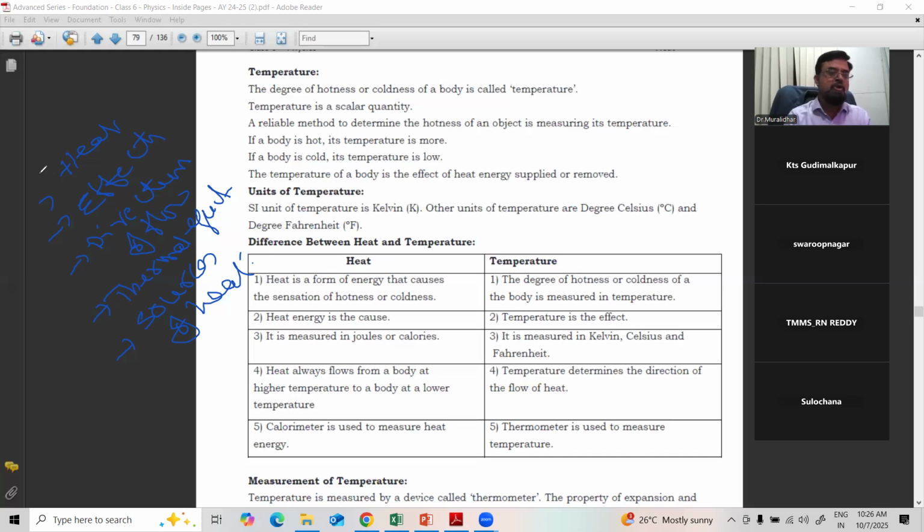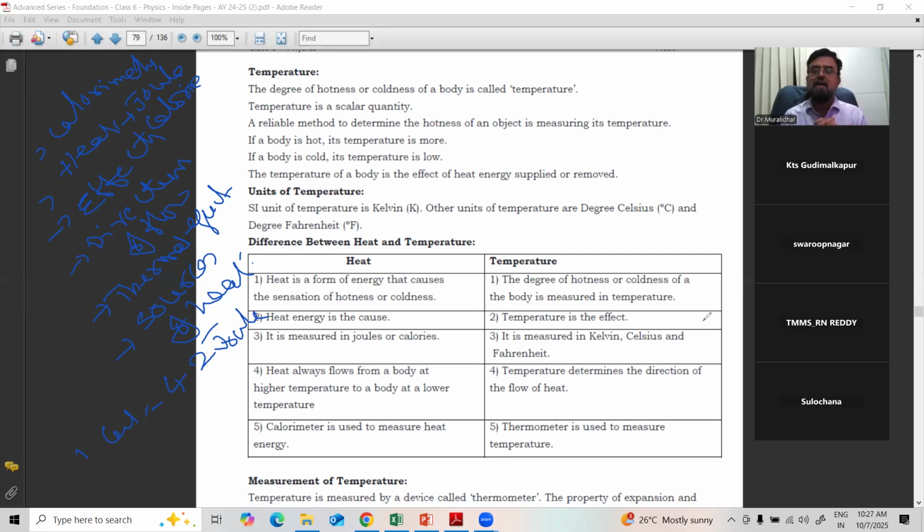Heat is studied under the heading of calorimetry, that we'll discuss later. Calorimetry is the branch of physics which deals with heat, and heat is measured in joule or calorie, where 1 calorie is equal to 4.2 joule. Actually 4.18, you can write 4.2. So this is a clear picture about what is heat.